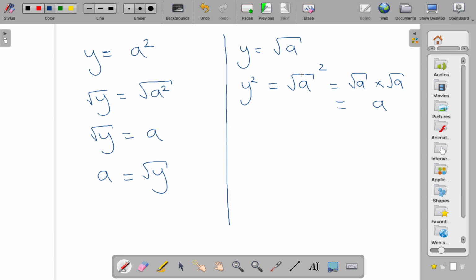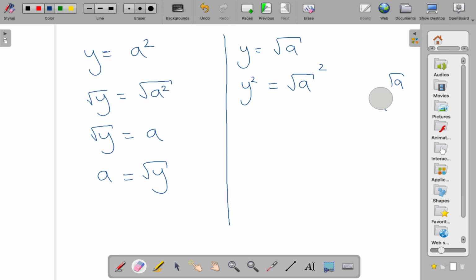Okay, so in this example, this will become y squared equals a. And again, if we write a on the left hand side, we get a equals y squared. Okay.